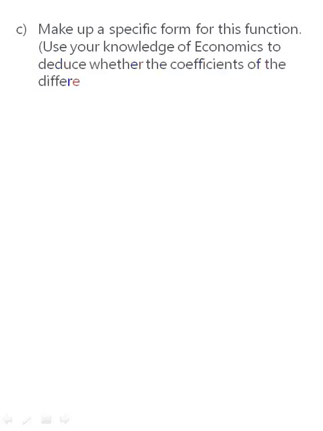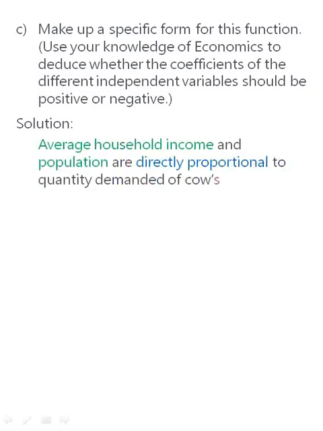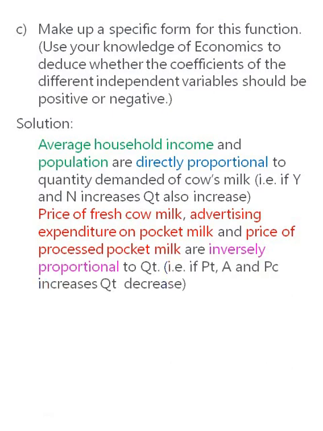Make up a specific form for this function. Use your knowledge of economics to deduce whether the coefficients of the different independent variables should be positive or negative. So here we have 5 variables. The independent variables, that is average household income and population, are both directly proportional to the quantity demanded of cow's milk. That is, if Y and N increase, QT also increases. So when income increases, demand increases. When population increases, demand increases. So they both will take a positive coefficient.